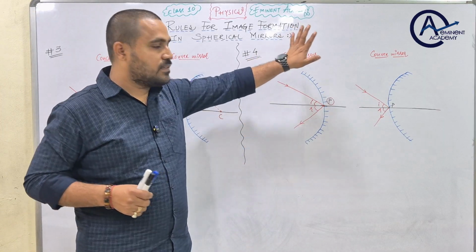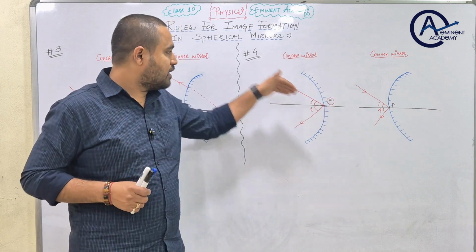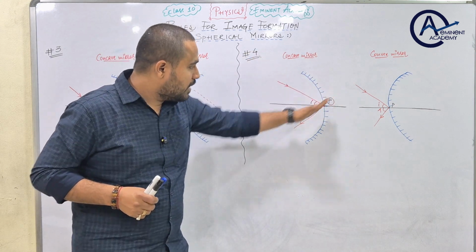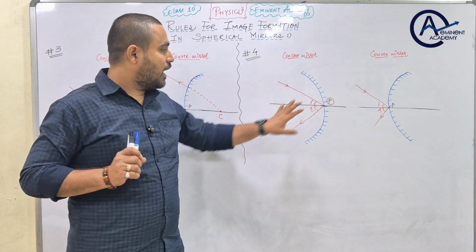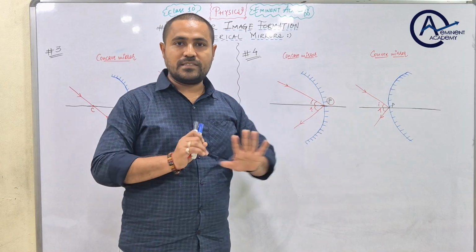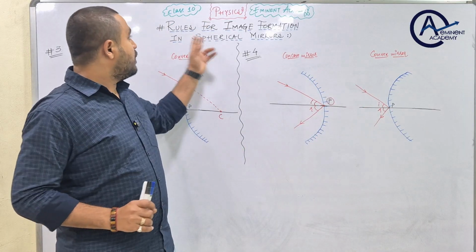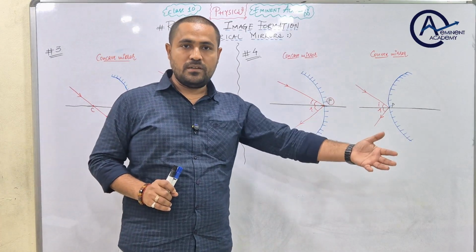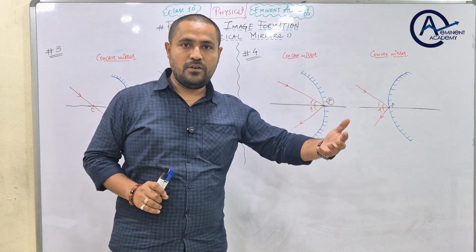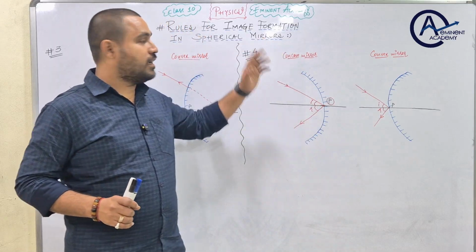And the fourth one is nothing but the law of reflection: the angle at which it is incident, it will be reflected at the same angle at the pole of the mirror. So these are the simple four rules, which are useful for image formation. So we'll discuss image formation in the case of spherical mirrors in the next video.